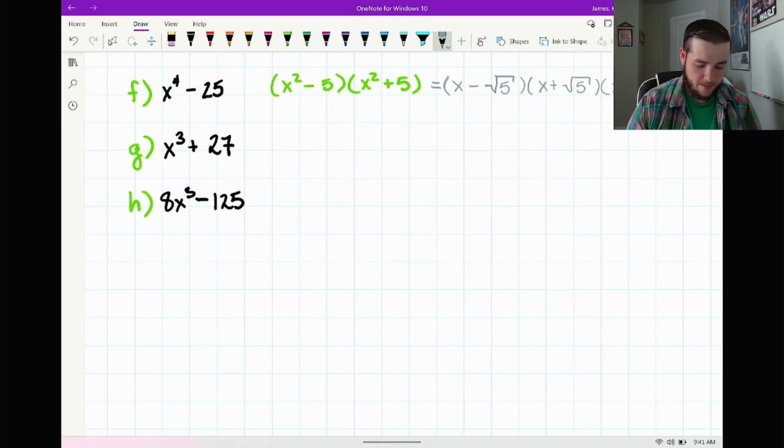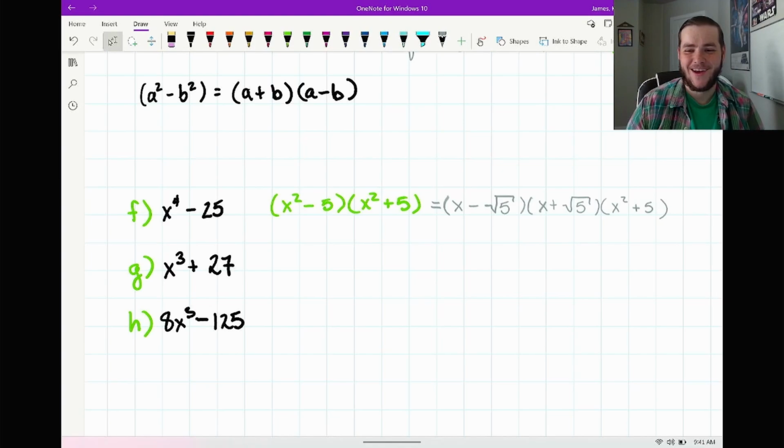But we also have another difference of squares that shows up here, the x squared minus 5. I can factor that one further into x minus root 5 and x plus root 5. In part G, though, we've got a whole different thing going on.